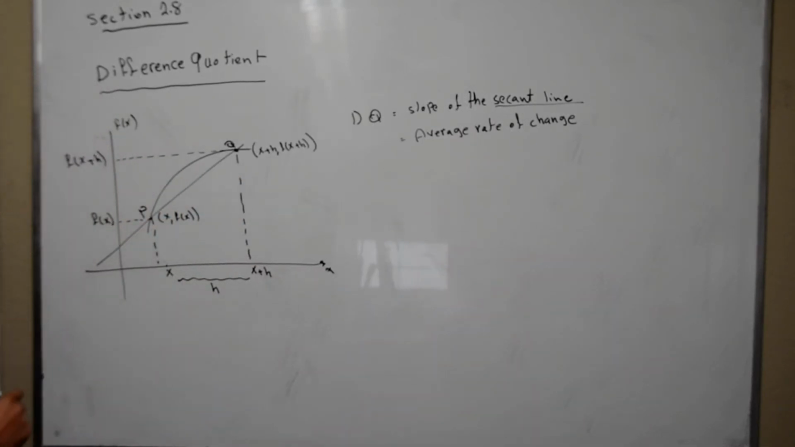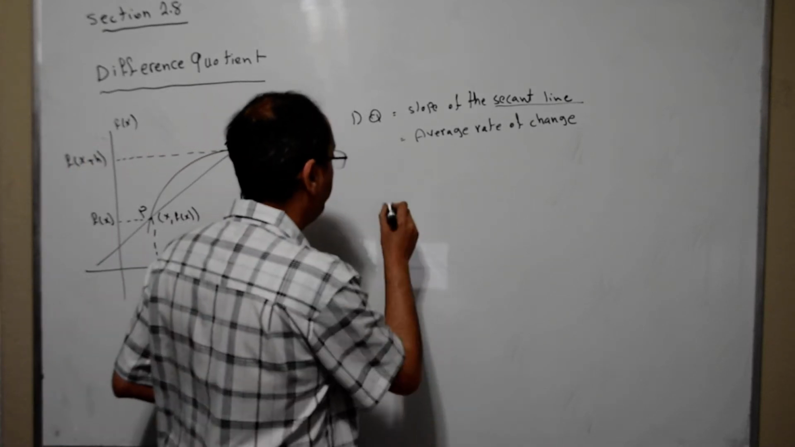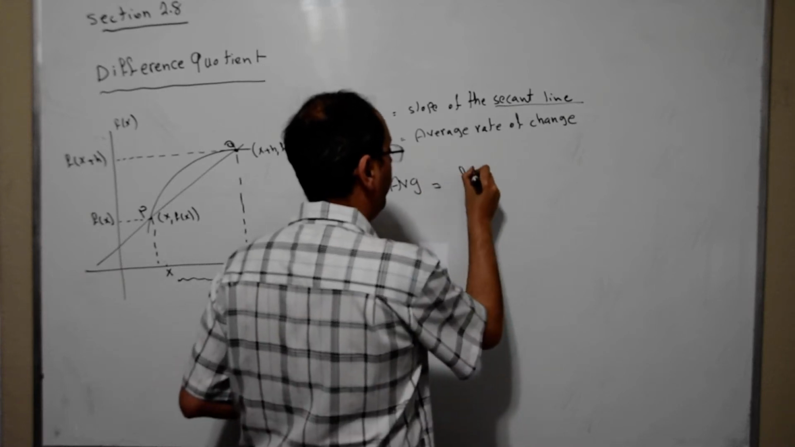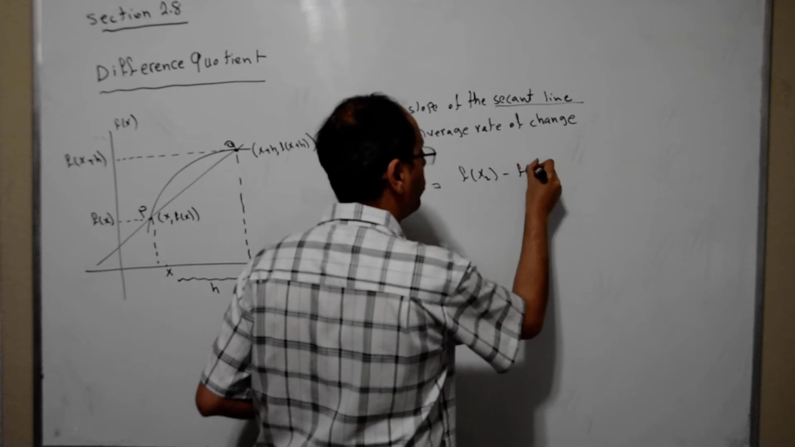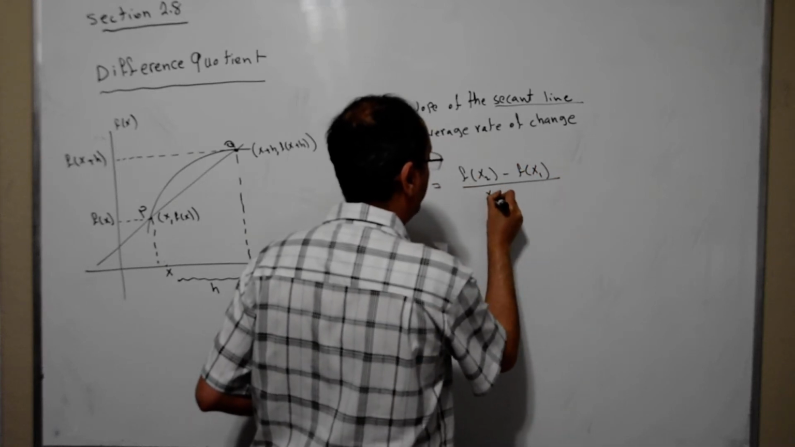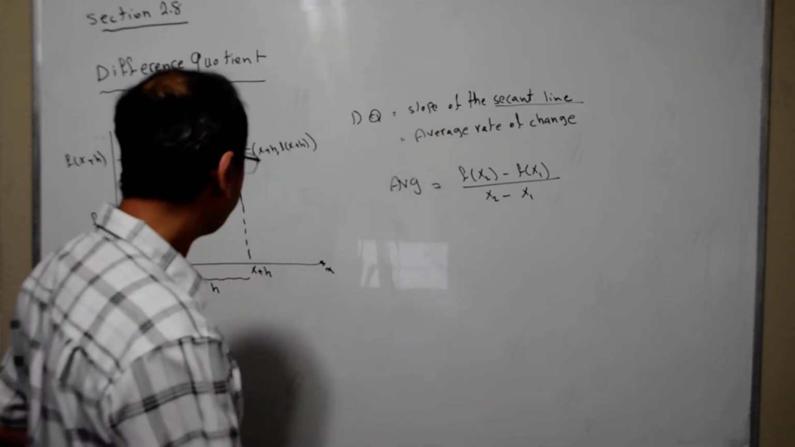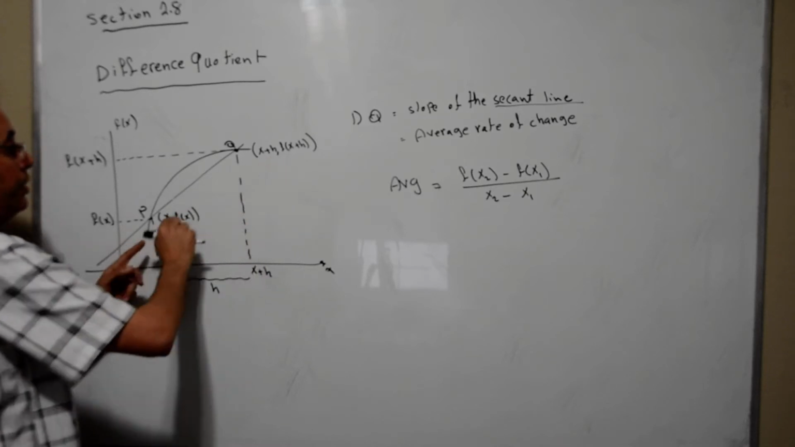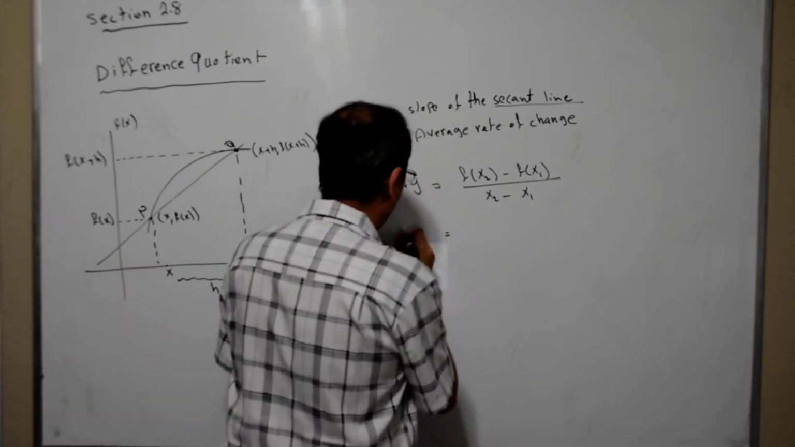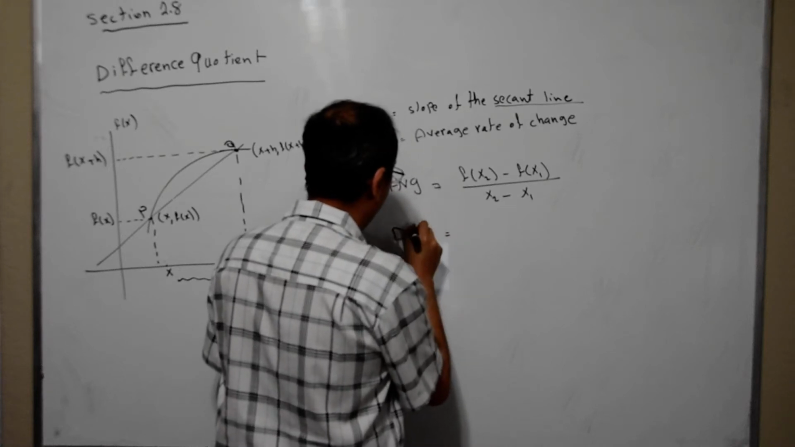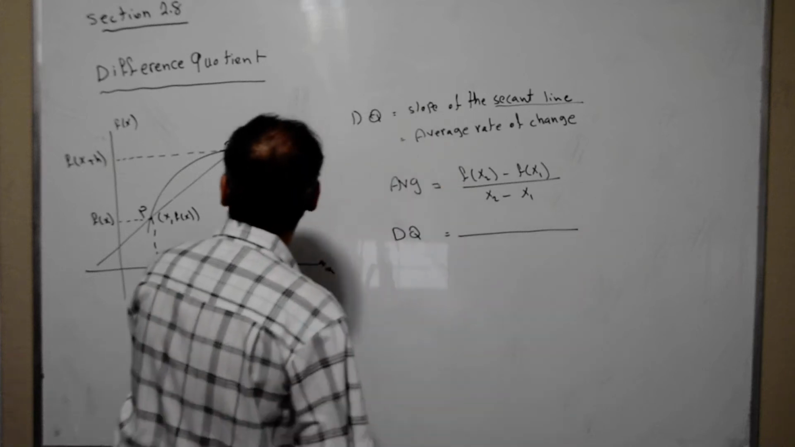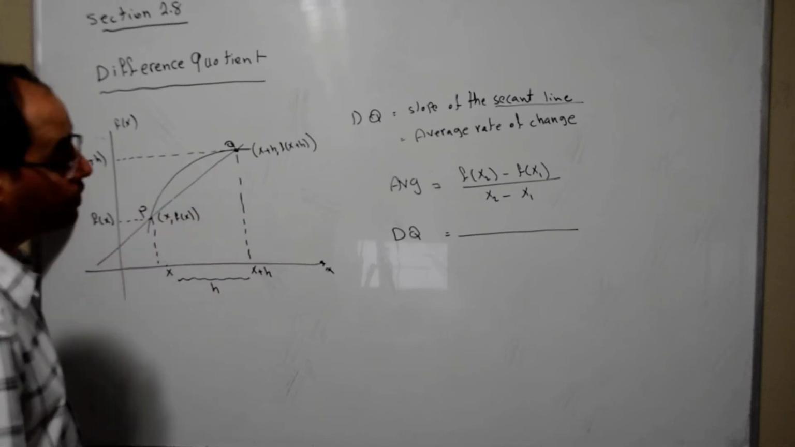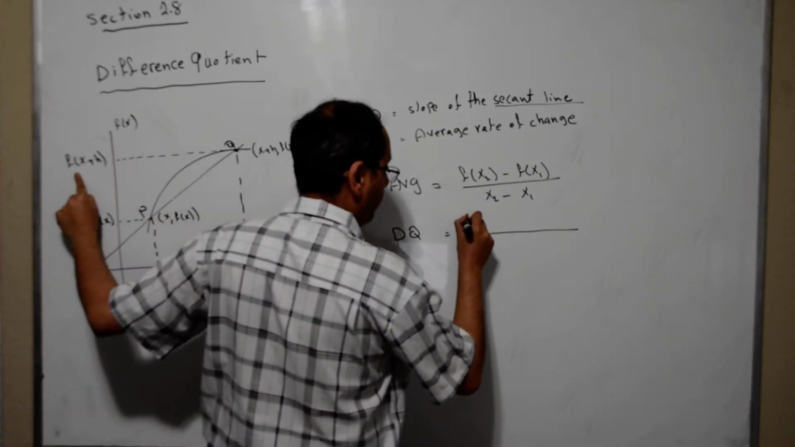Okay, recall the average rate of change formula: f of x2 minus f of x1 over x2 minus x1. Correct? So let's apply this formula here. I have 2 points, and I'm going to get these 2 points here. So I'm going to call this the difference quotient. What is x2 here? That point. So f of x2 is f of x plus h.